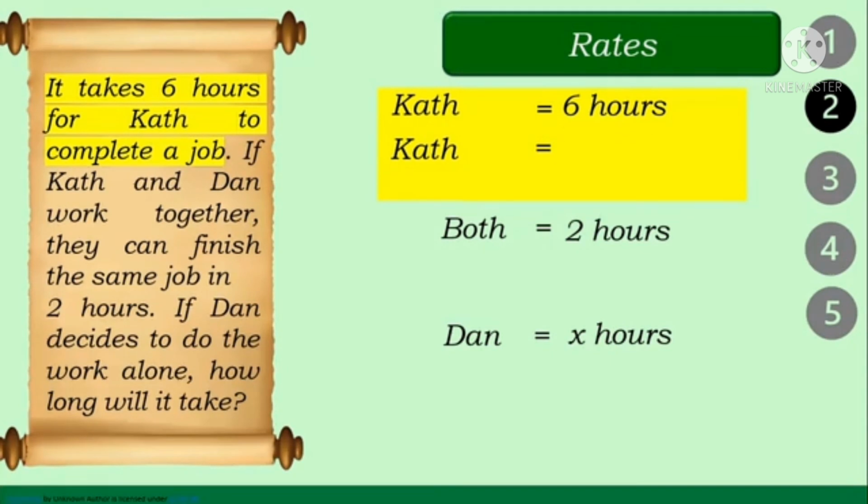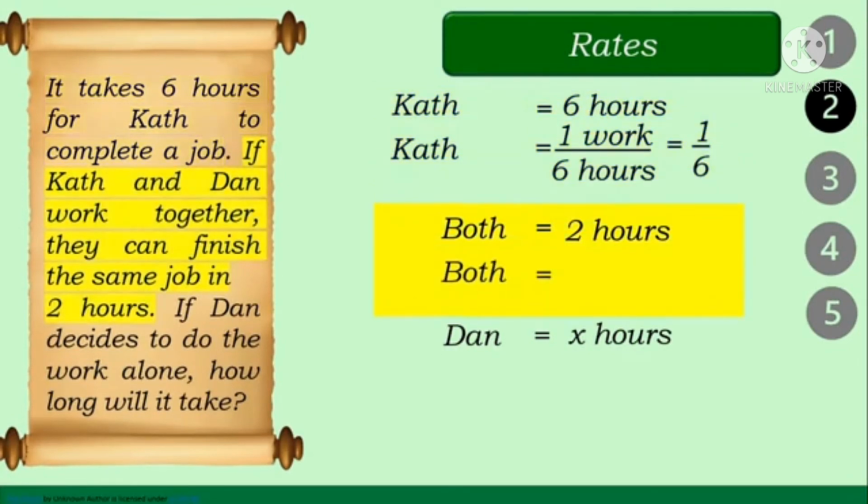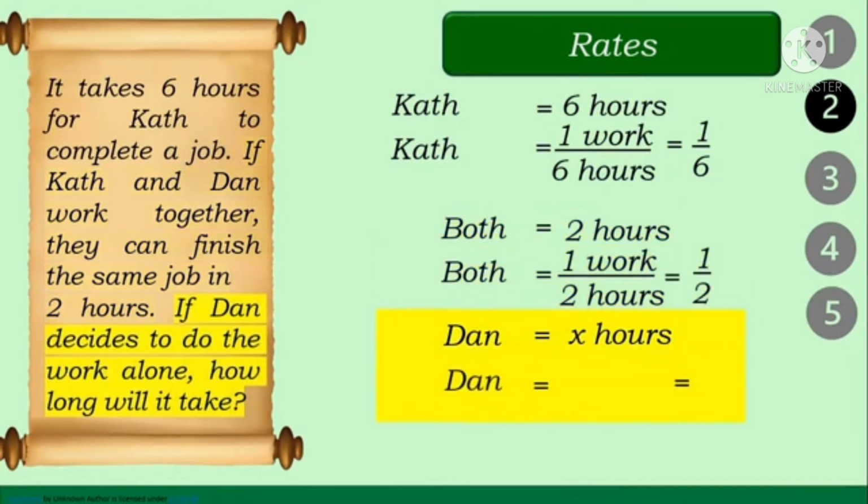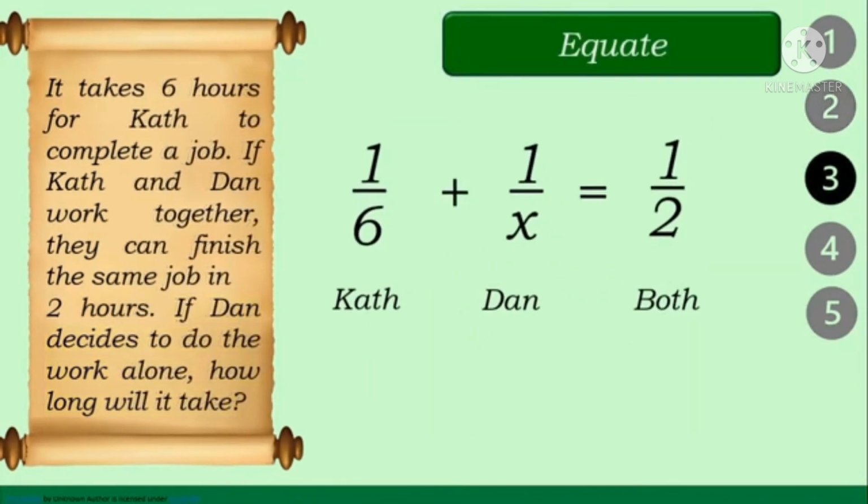So let's have Kath first. 1 work over 6 hours will give us 1 over 6. For both, that will be 2 hours, right? So you have 1 work per 2 hours. So that's equal to 1/2. And Dan is equal to x hours. So that's 1 work over x hours is equal to 1 over x. So far, so good. Let's proceed to step 3. This time, we will equate. Be careful.